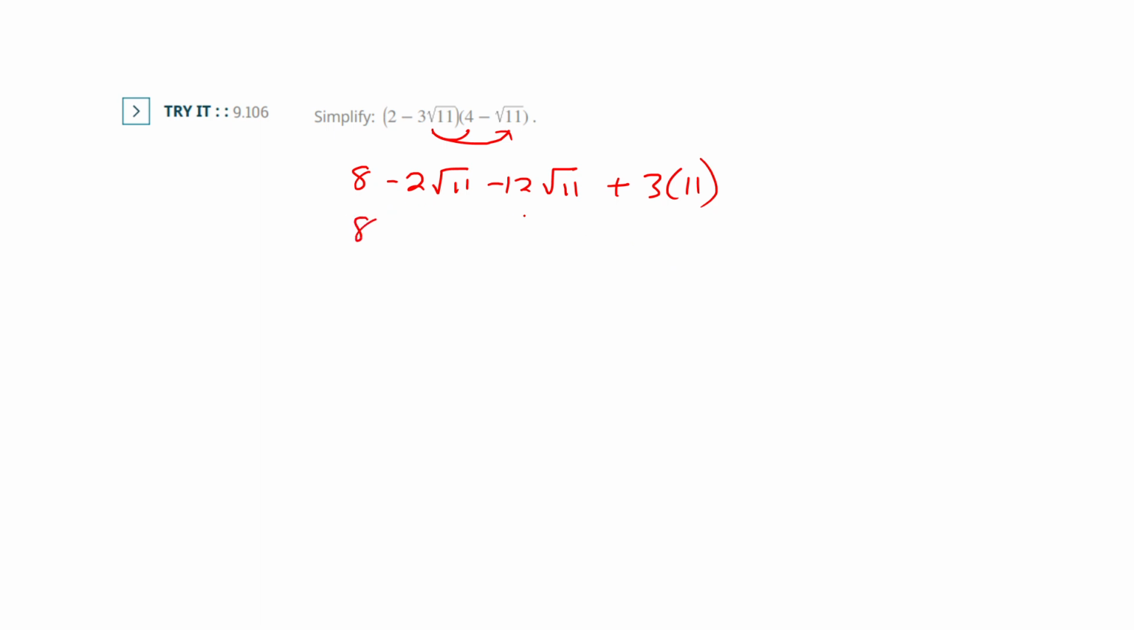So I've got 8. Now these are like terms, so I've got in there, each hold that sign in front of them. Negative 2, negative 4, and 12 is negative 14 square root of 11. This is 33. So 41 minus 14 square root of 11.